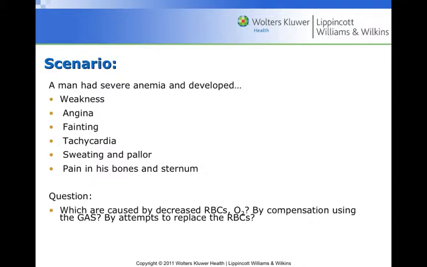So let's see what we have here. Severe anemia resulting in weakness, angina, fainting, tachycardia, sweating, and pallor, pain in his bones and sternum. What is going to be caused by the decreased red blood cells and oxygen, and how is this individual going to try to compensate for it? Depending upon what sort of anemia you have, your compensation mechanism would be to make additional red blood cells. If it was due to blood loss, you would try to make new red blood cells. It might be that the problem is aplastic anemia, and so there wouldn't be a way to make more new red blood cells.